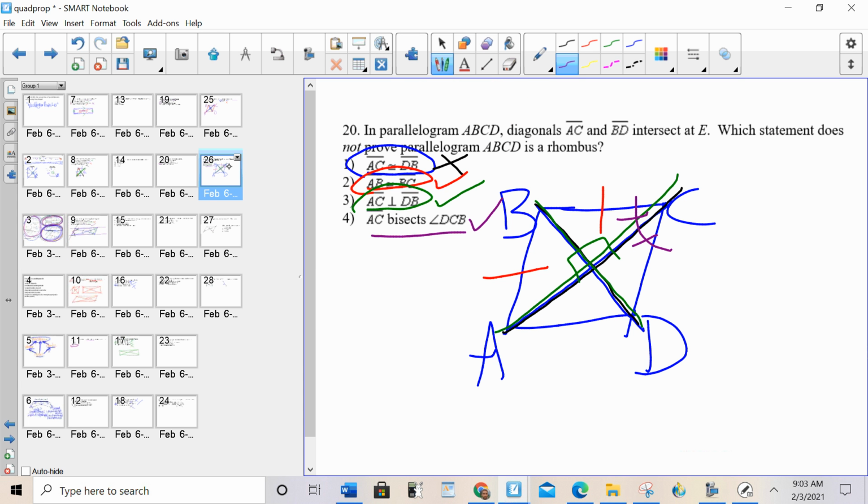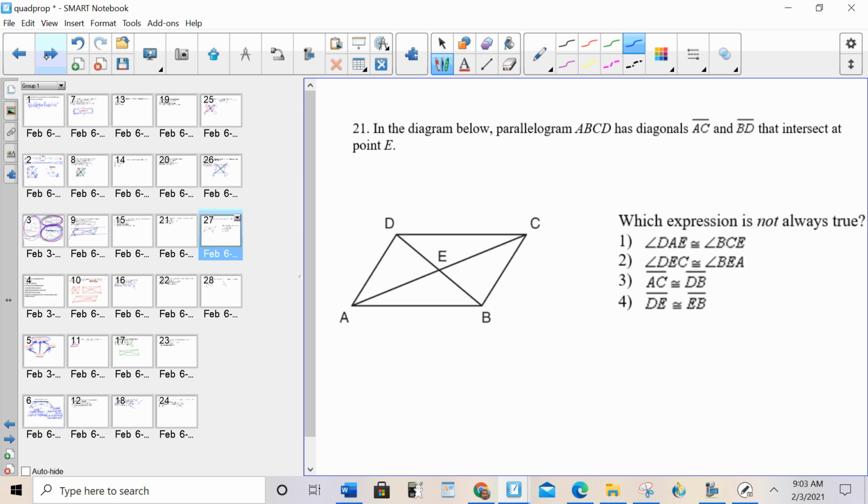So which one does not prove it's a rhombus? Choice 1. Choice 1 would prove it's a rectangle, because diagonals congruent proves a rectangle. Why don't you try number 21 on your own right now? Please pause, try number 21 on your own, and then unpause.